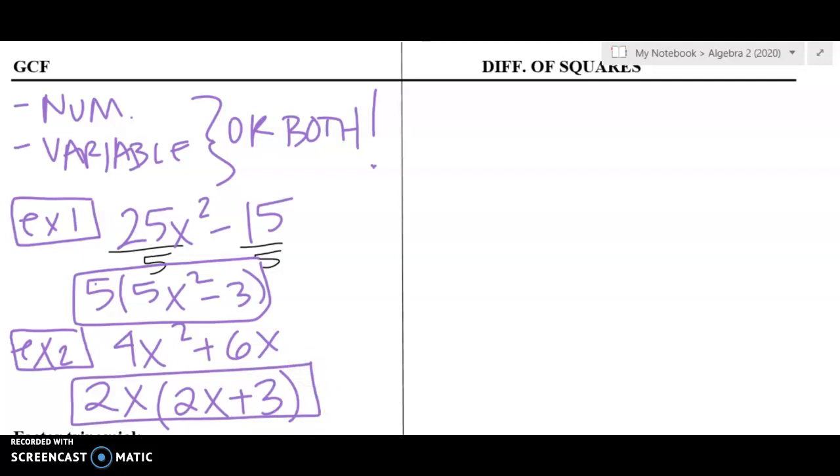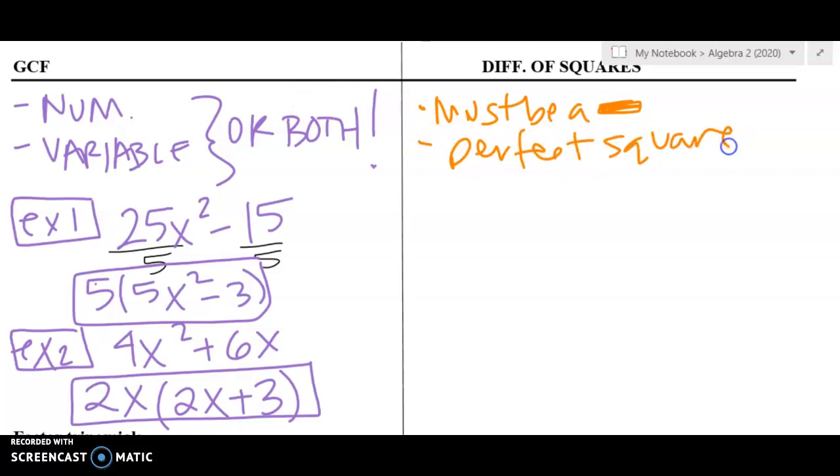Okay, on the other side of this chart, it has difference of squares. So things to remember. First thing is there must be a negative sign between the two terms, it has to be a negative. And then the other thing to remember here is perfect squares. They must be perfect squares.